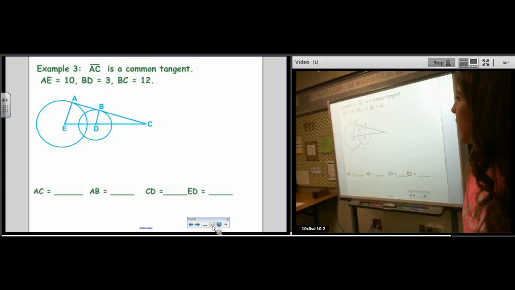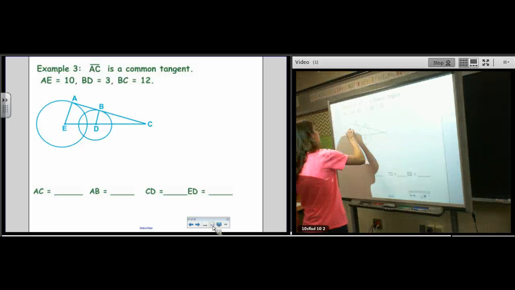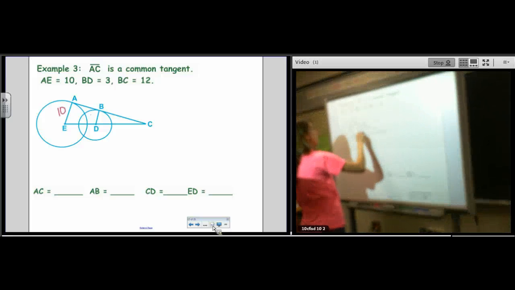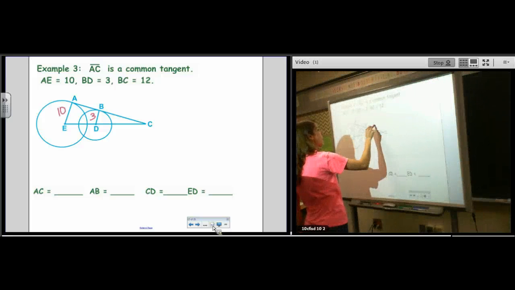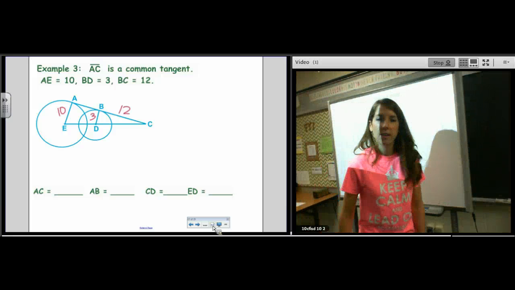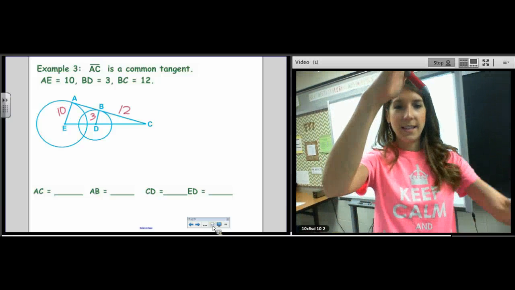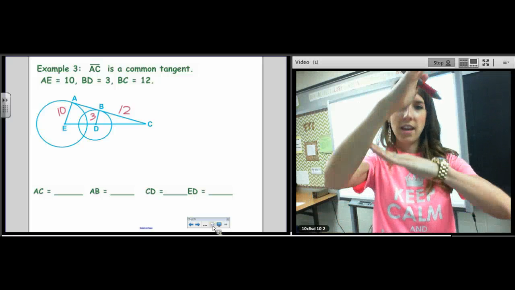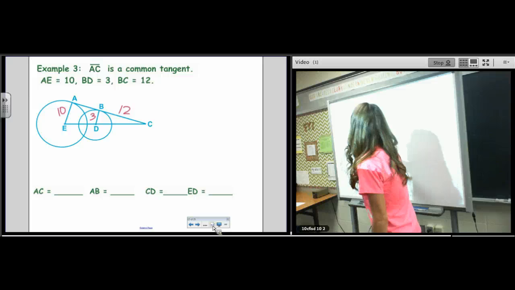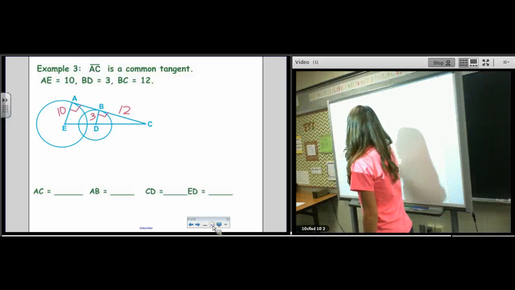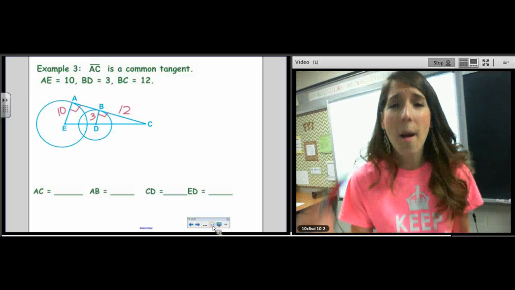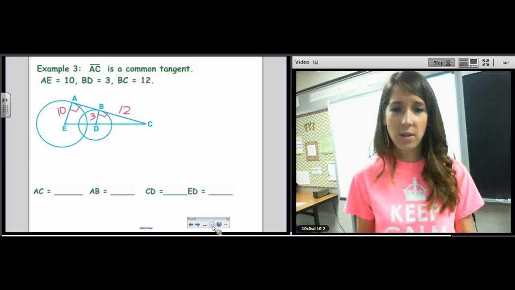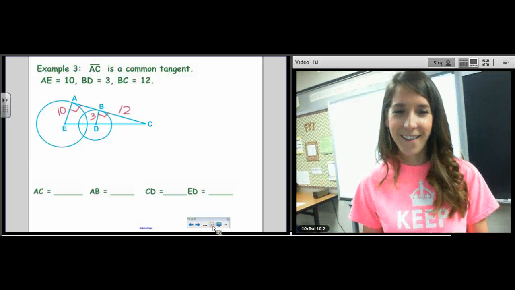AC is a common tangent. AE is 10. BD is 3. And BC is 12. Okay, ready? When a radius meets a tangent line, you get a right angle. So make sure you put the right angles where they're supposed to go. Do not put it at angle E. Do not put it at angle D.